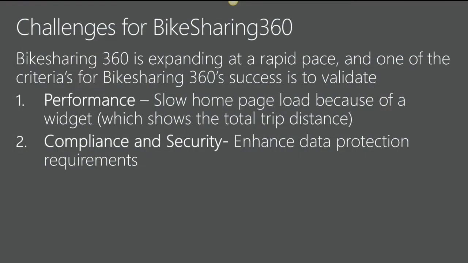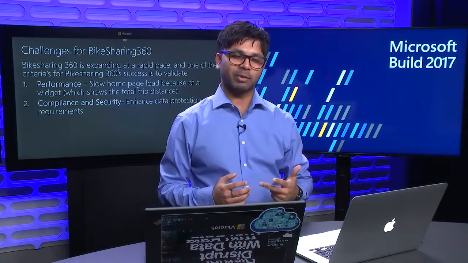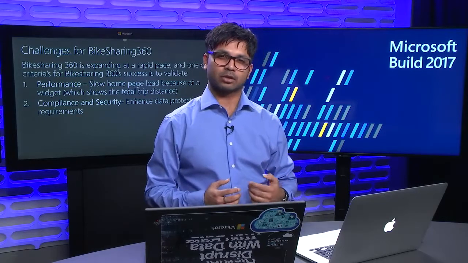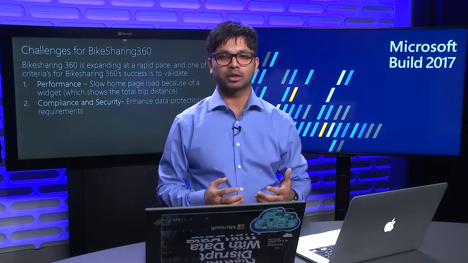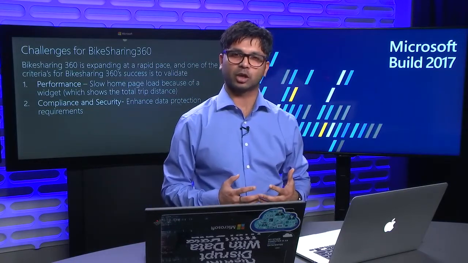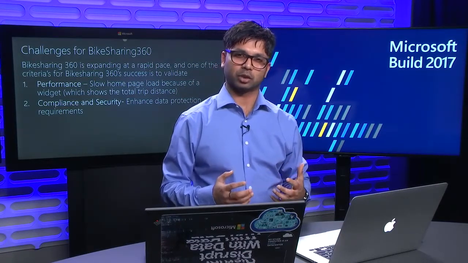Some of the challenges before we get into the demo. The first challenge Bike Sharing 360 is dealing with at the moment is a rapid pace. And one of the criteria for bike sharing to be successful in the business is to be sure about their compliance and security credentials, and at the same time performance. Two of the major problems Bike Sharing 360 is facing with the application are the slow performance of the home page because of a widget. And second, they really want to enhance their data security on the application side of things because it stores customers' profiles and personally identifiable information.